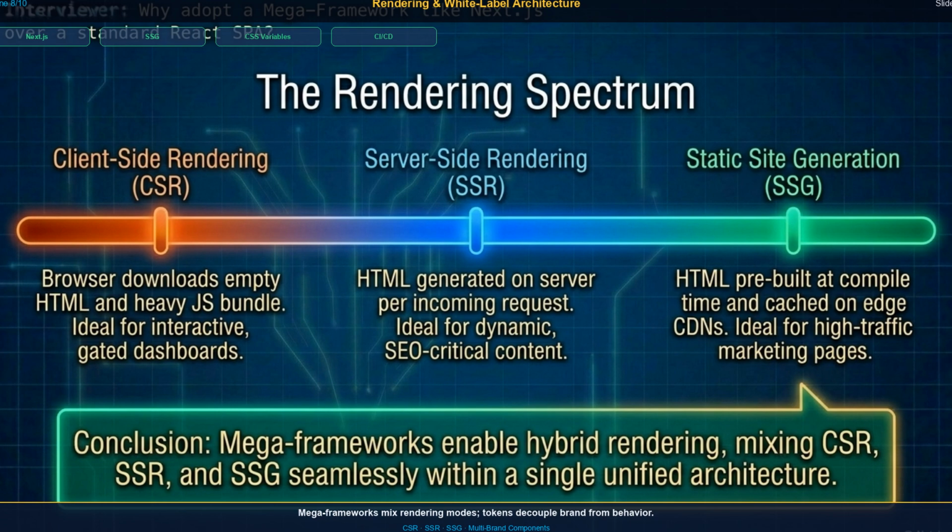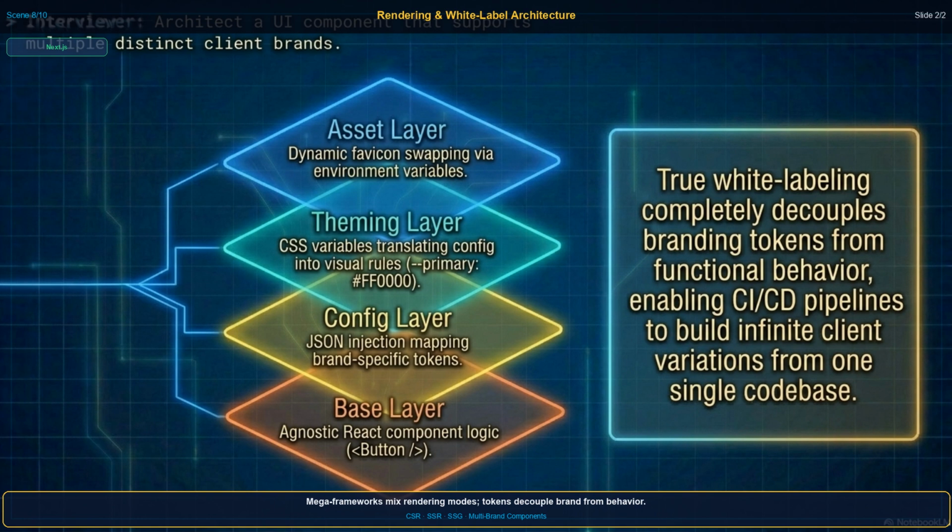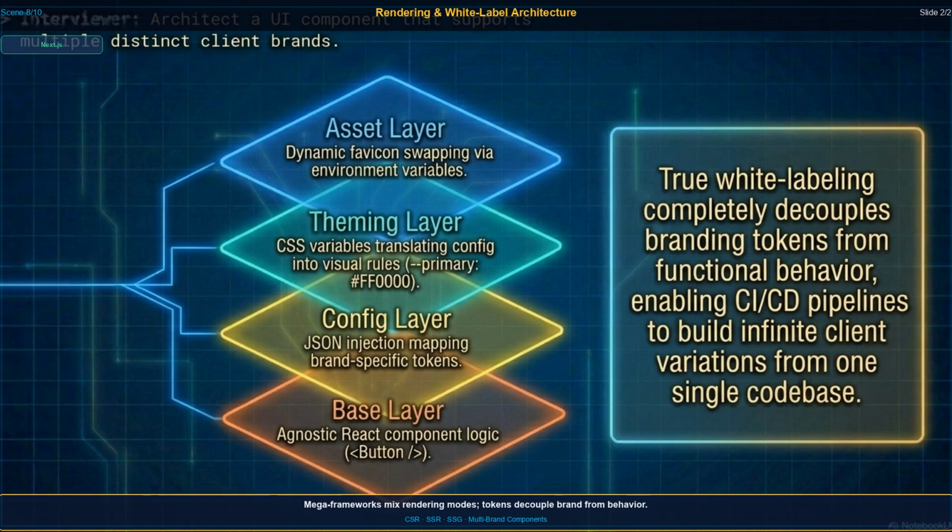Server-side rendering in the center. HTML generated on the server per incoming request. Ideal for dynamic, SEO-critical content like product pages with real-time inventory. Static site generation on the right, HTML pre-built at compile time and cached on edge CDNs. Ideal for high-traffic marketing pages that rarely change. The conclusion interviewers want: mega frameworks enable hybrid rendering, mixing CSR, SSR, and SSG seamlessly within a single unified architecture. One code base, route-level rendering decisions.